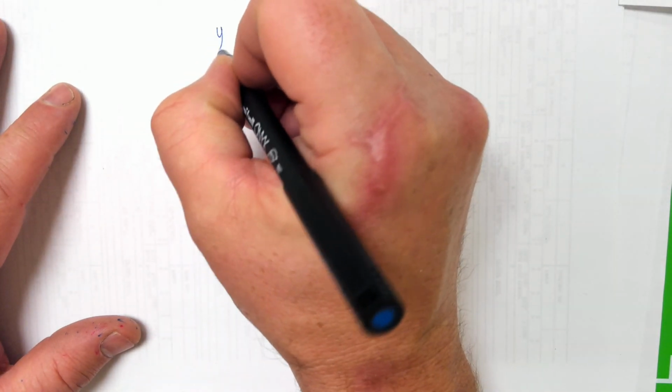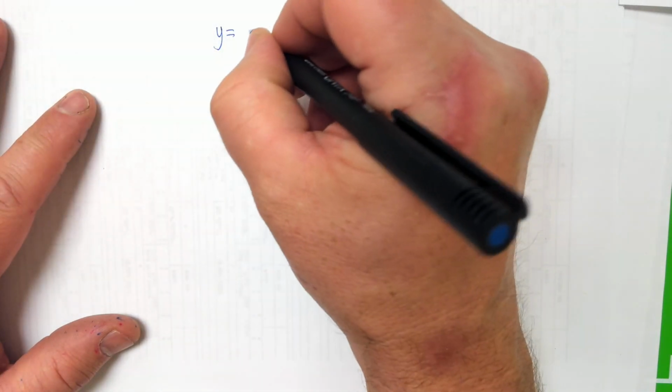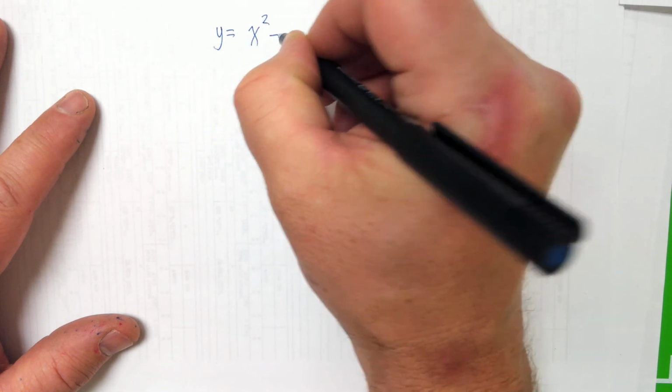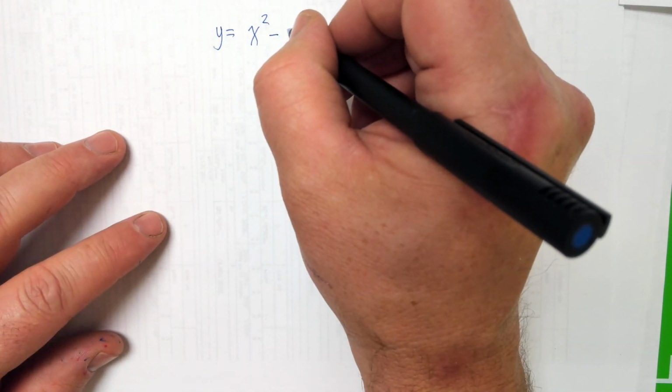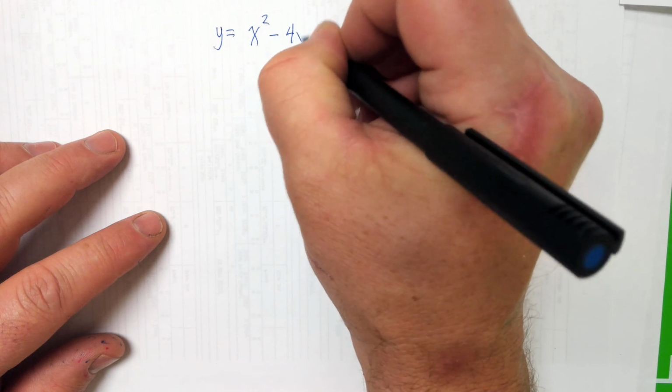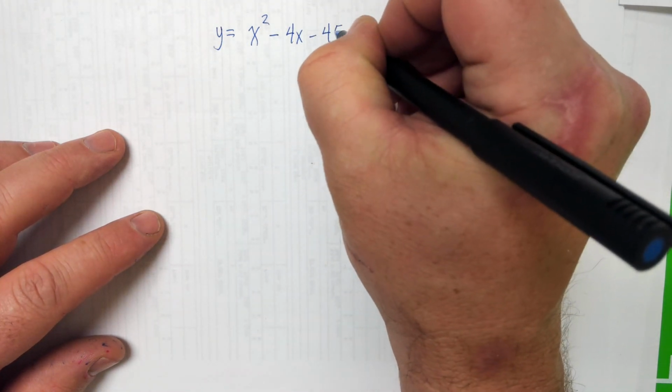Okay. Here, let's try one. You want to do an easy one? Yes. Okay. Let's do this one. Why don't you graph y equals? We'll make it factorable. So why don't you try that one?